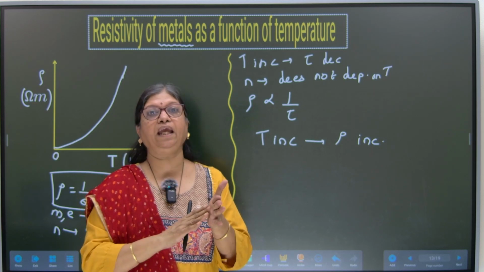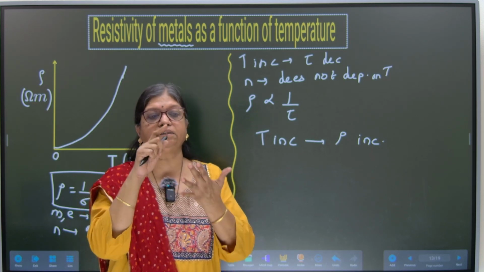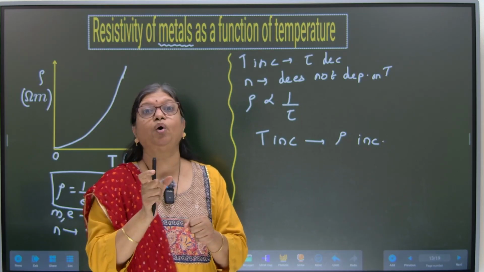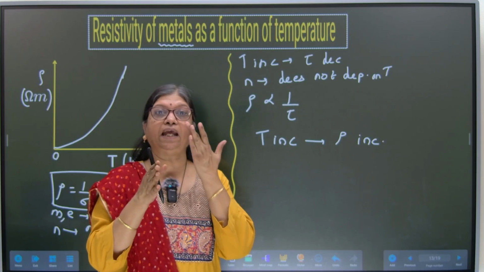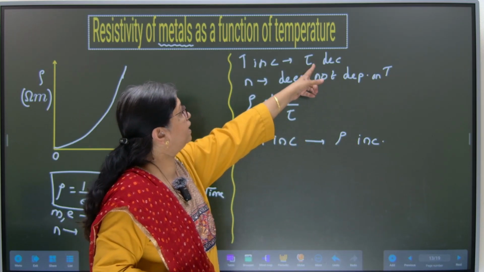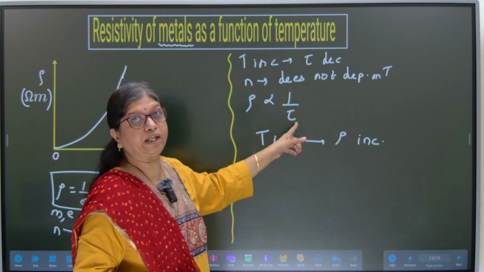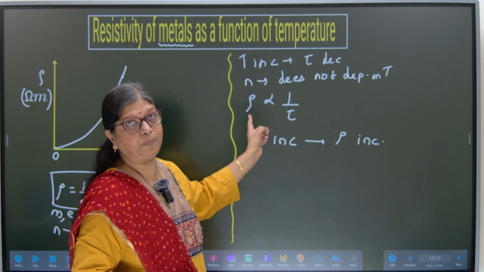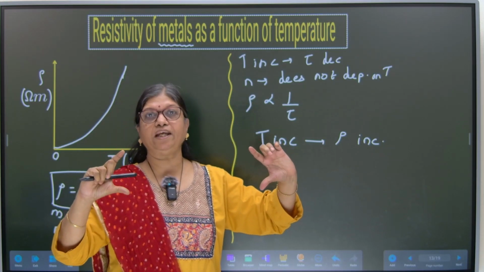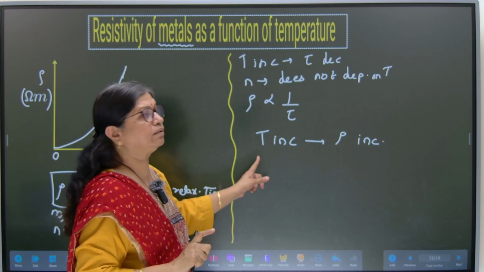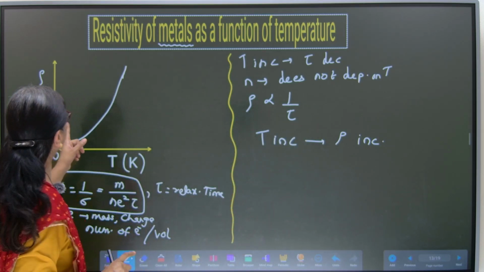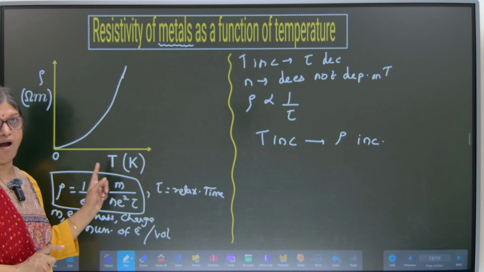I explain again, as temperature increases, collisions between the electrons will become faster. So the time spent between any two successive collisions is less. Tau decreases. If tau decreases, resistivity increases. So the final observation is, as you increase the temperature, resistivity increases. That is what is plotted in the graph.